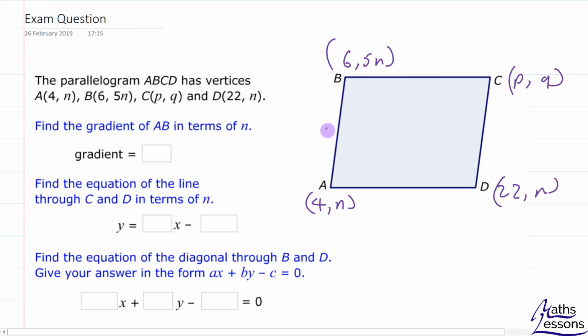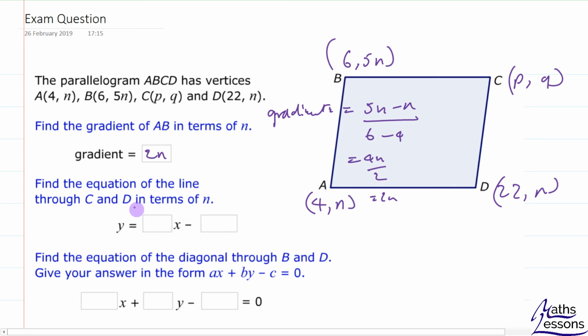So we want to do our change in y. The gradient will equal the change in y, so it's going to be 5n minus n over 6 minus 4. 5n minus n is 4n, 6 minus 4 is equal to 2, and 4n divided by 2 is just equal to 2n. So there we go, gradient is equal to 2n.